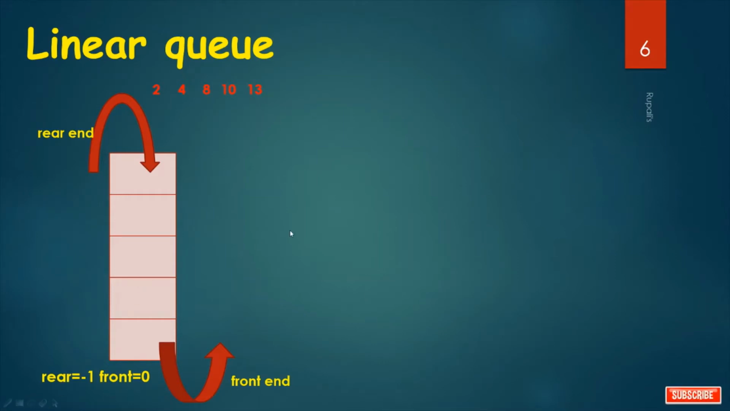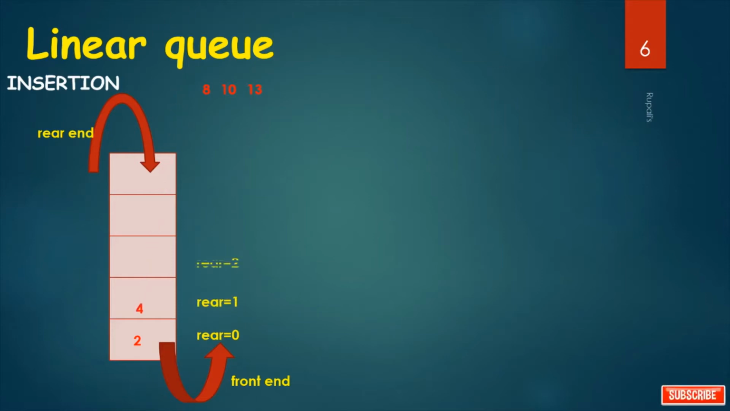So start insertion. First I want to insert 2. First you have to increase rear, rear becomes 0, insert 2. Again increase rear to 1, insert 4. Increase rear to 2, insert 8. Increase rear to 3, insert 10. Increase rear to 4, insert 13.